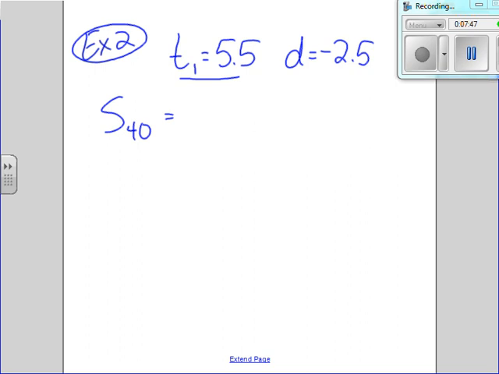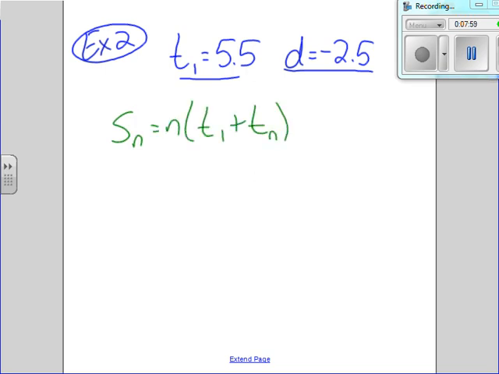So I have T1, I have D. So if I think back to my original formula, my simplest one, I'm going to see if I have enough information. First off, do I have N? Yes, I do. I'm looking for S40, so I know that N equals 40. Do I have the 40th term, though? So I'm looking for T40 here. Do I actually know what that is? No, I have no clue. I only know the very first term, and that's it. So I actually have 2 unknowns here. I'm trying to find the sum, and I also don't have the term, so I cannot use that first formula.